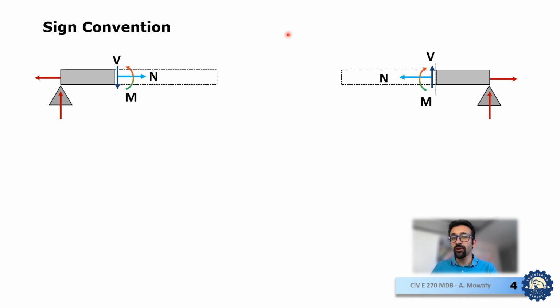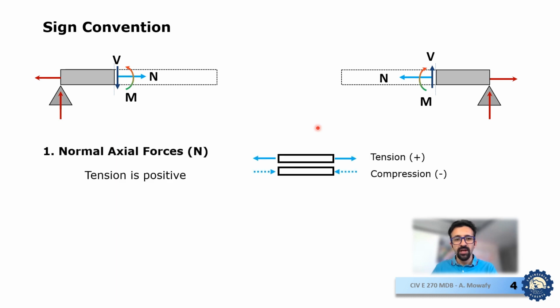Therefore, the engineering community has agreed to use a consistent sign convention for our internal forces. For normal forces, tension is our positive sign convention. So if it's on the left section, it will act to the left. If it's on the right, in order to have tension, it will act to the right.